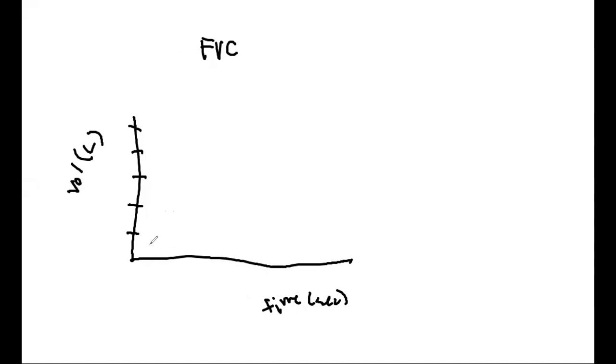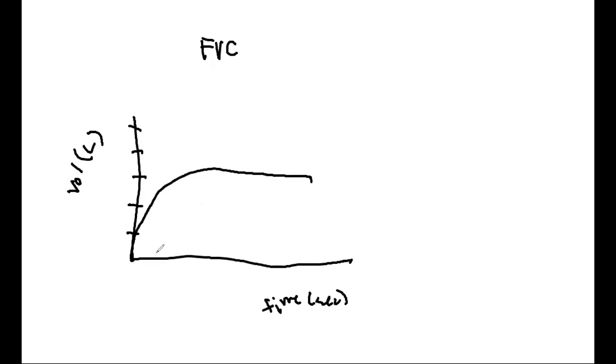Okay, so to do forced vital capacity, if we were doing this in lab, you would take a deep breath in and force it all out in 3 seconds. Okay, so what does that look like? Deep breath in and then force it all out in 3 seconds. And eventually you would plateau and it would look something like that.